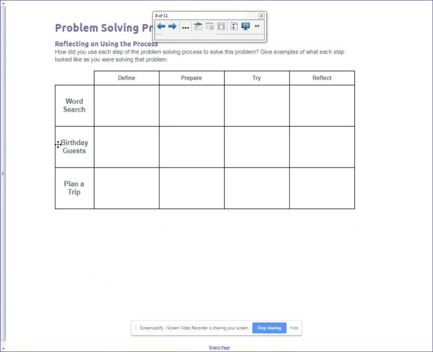All right, once you've got that done, then go ahead and fill out what were the steps in the problem solving process and how did you use it to solve this birthday guest puzzle or scenario. Take a few moments and fill those out on this chart. Pause the video.